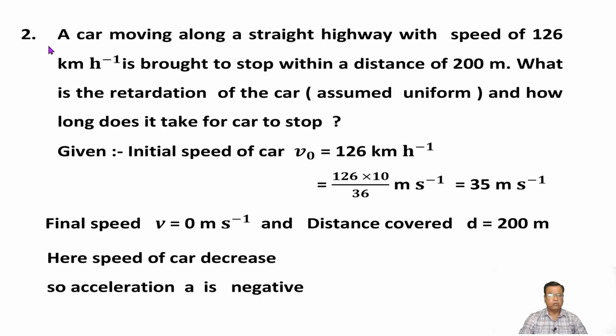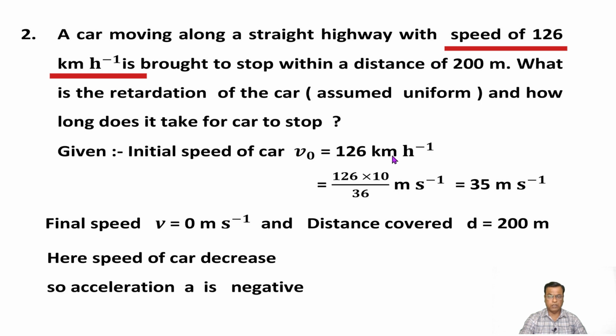Chapter 2, motion in a straight line. दूसरा न्यूमेरिकल, a car moving along a straight highway with a speed of 126 km per hour. Here initial speed of the car is 126 km per hour. This is the given. So initial speed of car V0 equal to 126 km per hour.